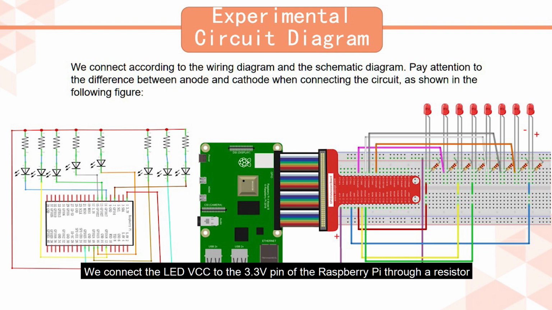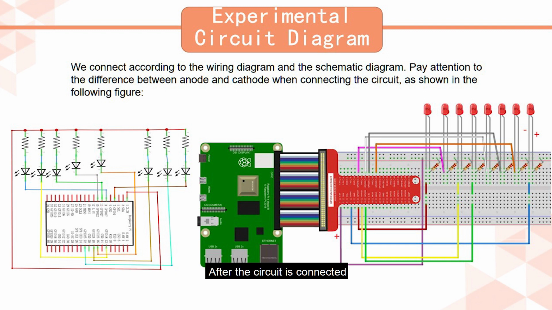We connect the LED VCC to the 3.3V pin of the Raspberry Pi through a resistor, and the pins 7, 11, 12, 13, 15, 16, 18, 22 are connected to the LED GND.